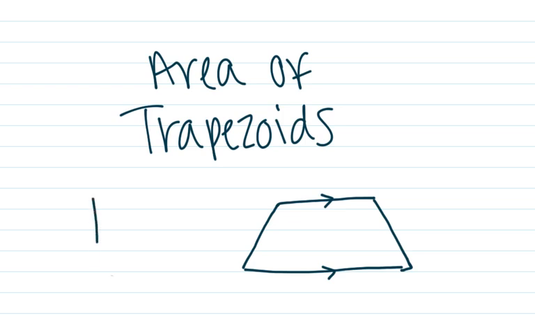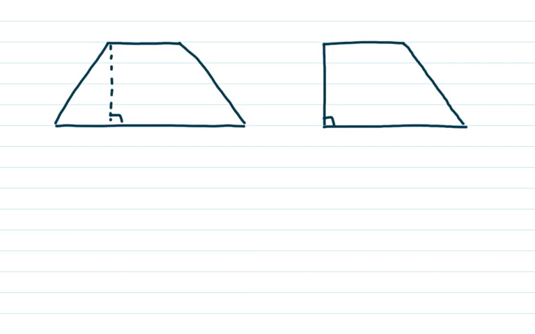Trapezoids can also be drawn as a right trapezoid, and a right trapezoid has a right angle for one of its corners. So again, you can still see those parallel sides there, but one of the corners is a right angle. So let's talk about the area of a trapezoid.